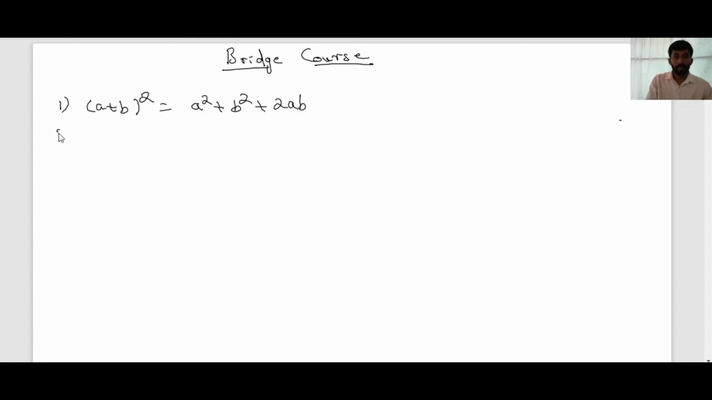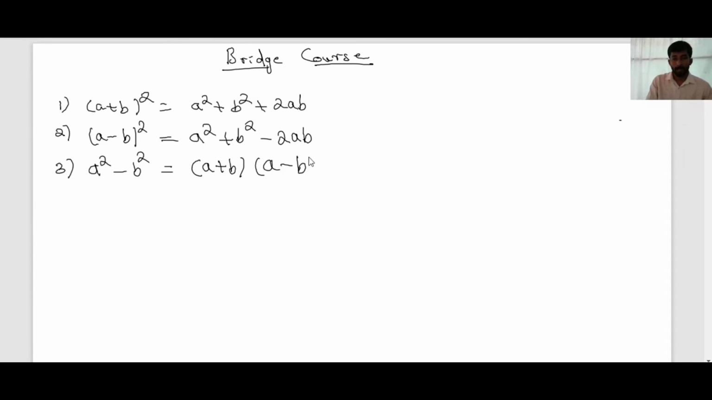And second formula is (a minus b) whole square. It's equal to a square plus b square minus 2ab. And the third formula, that is a square minus b square. It's a most applicable formula in every way. Okay, a square minus b square equal to (a plus b) into (a minus b).